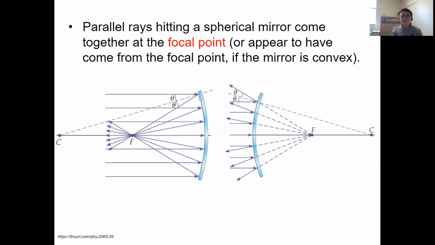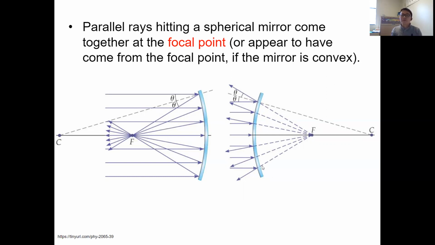For the concave mirror, if you have parallel rays hitting the surface, parallel meaning parallel to the principal axis or central axis, then when these rays are reflected, they meet at a common point called the focal point. We use F to denote the focal point, and the distance from this focal point to the mirror is called the focal length.